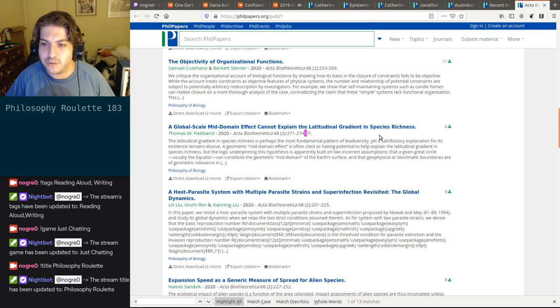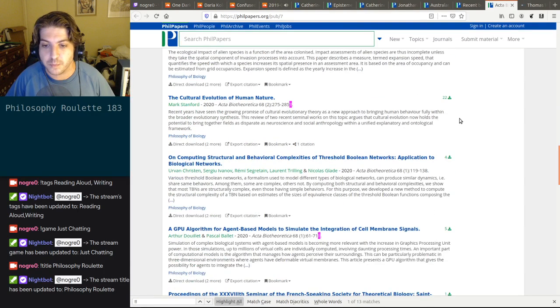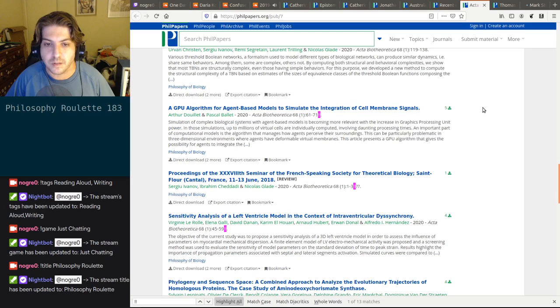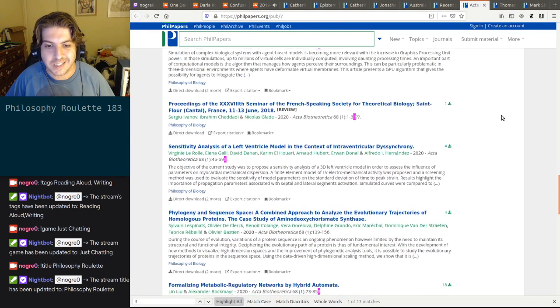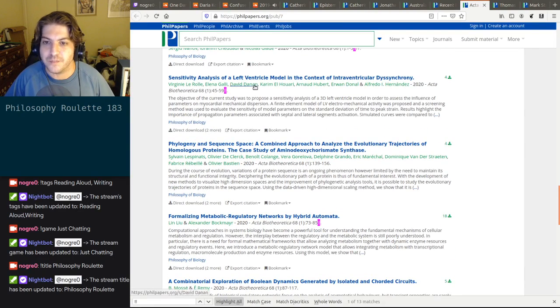See, latitudinal gradient and species richness. Interesting. It's 3 pages, but let's see, the latitudinal gradient. Well, let's just even see if it's available. If it's not available, there's no point. Cultural evolution of human nature. Okay, that could be cool. Let's take a quick look. I'm afraid that's going to be very long, actually. GPU algorithm. I can't read that. Sensitivity analysis for left ventricle model.